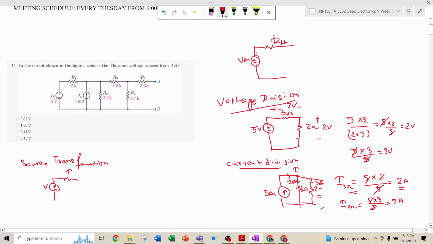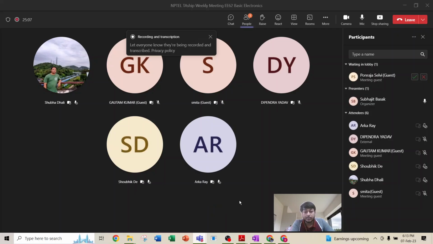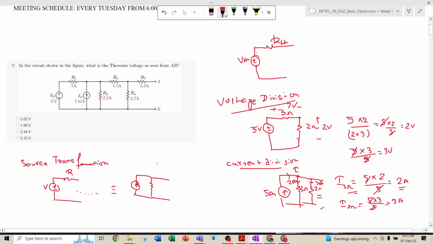and across there is some resistance R, and suppose there is the rest of the circuit, but you can equivalently transform this voltage source to the current source, where the same resistance will appear in parallel with this current source, and the value of this current source will be nothing but V by R. Always remember. Similarly, it is true for the vice versa case also.